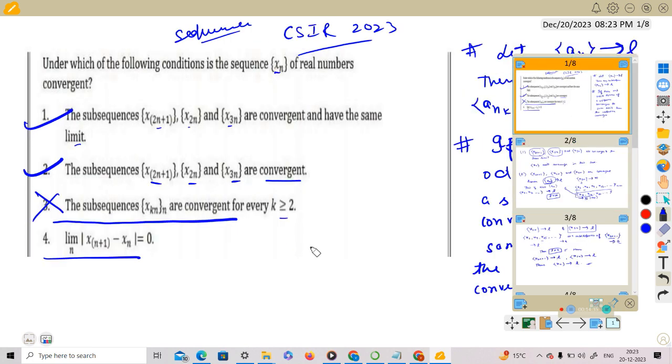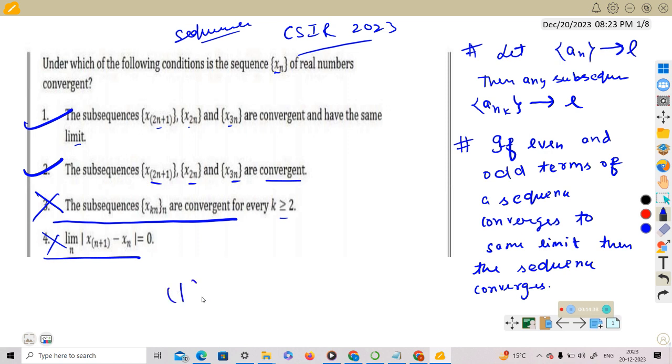Thus this is also true. So the first and second options are correct.